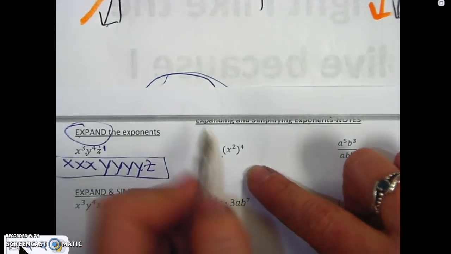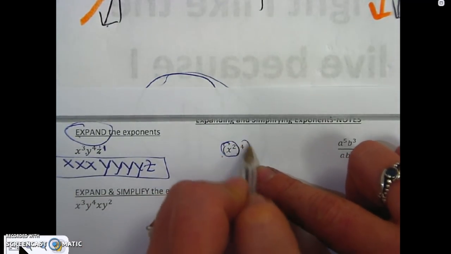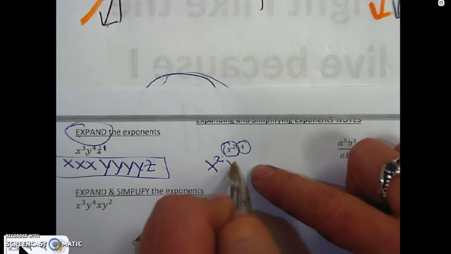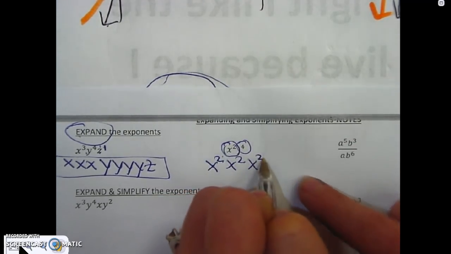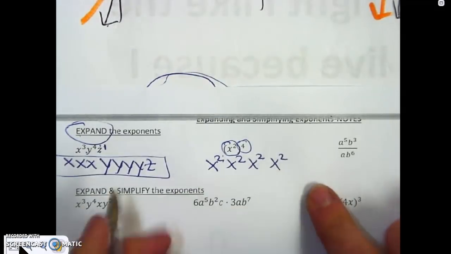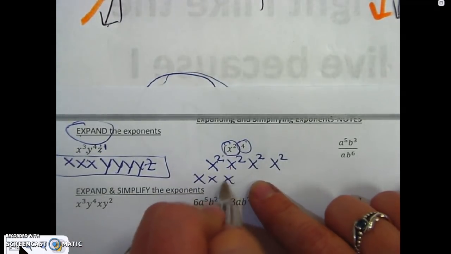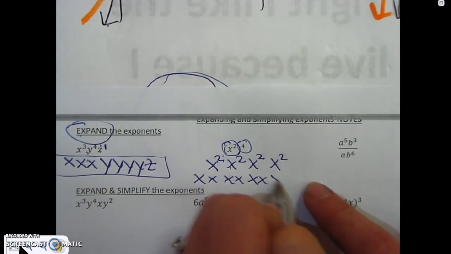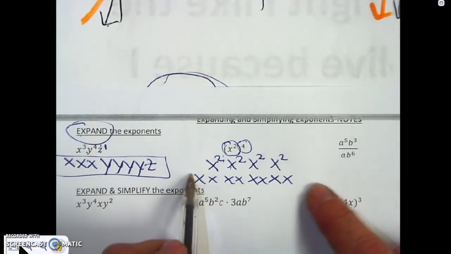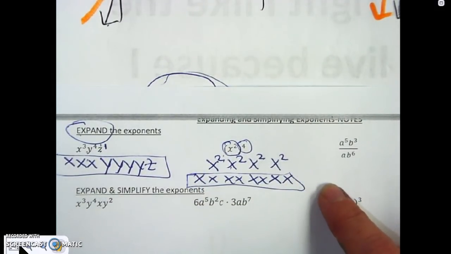This one means we're going to take this to the fourth power. 1, 2, 3, 4. 1, 2, 3, 4, 5, 6, 7, 8. Expand.